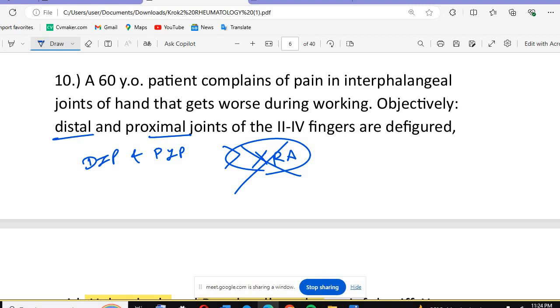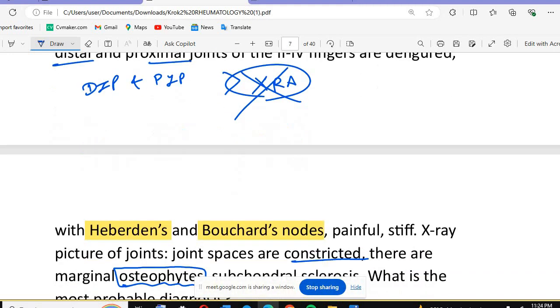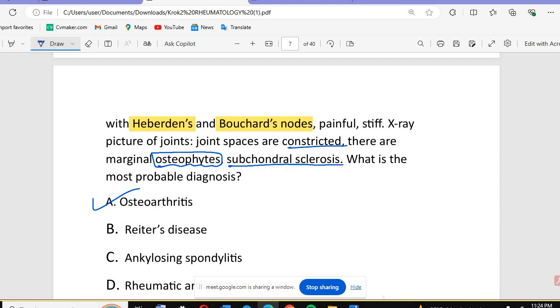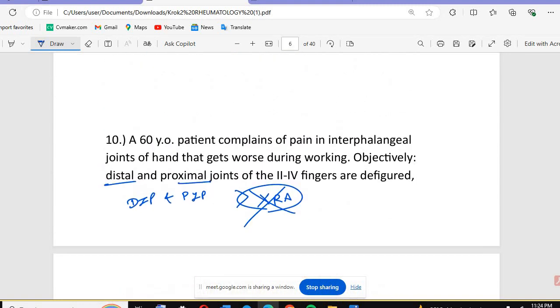A 60-year-old patient complained of pain in the interphalangeal joints of the hand that gets worse during the working day. Worse during the working day means evening stiffness would be there. Remember that evening stiffness is seen in osteoarthritis.